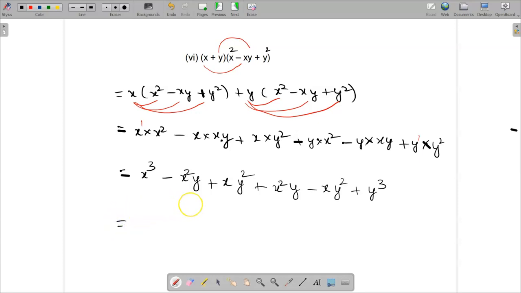So once you have done, check whether any terms you can cancel out. So here x cube, that you can write as it is. Here minus x square y, here plus x square y. So both are same. One is plus x square y, one is minus x square y. So both you can cancel out, which will become 0. Similarly, here xy square, here minus xy square. Both the variables are same, but here it is plus, here it is minus. So this and this you can cancel out. So what are all the remaining terms? It is plus y cube. So x cube plus y cube is the answer for the sixth subdivision.